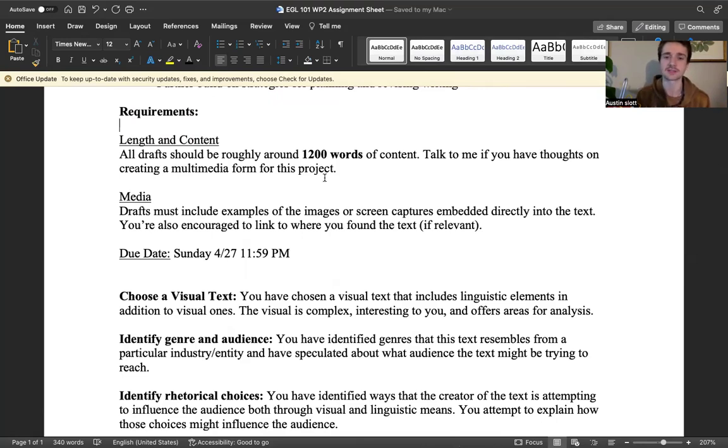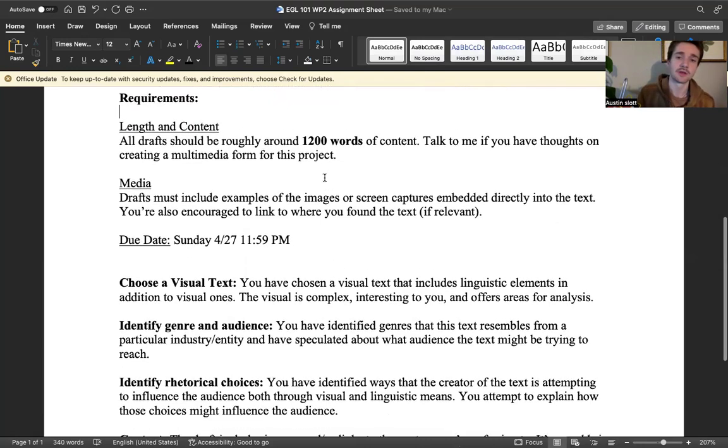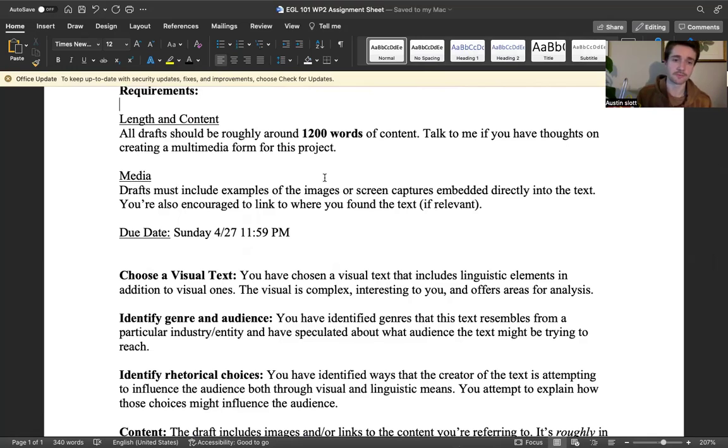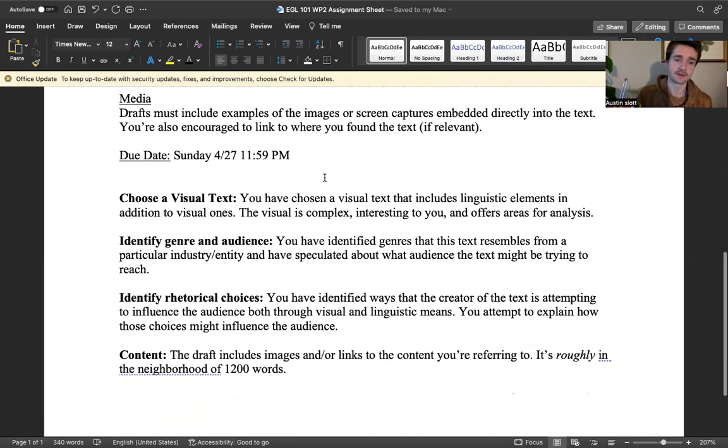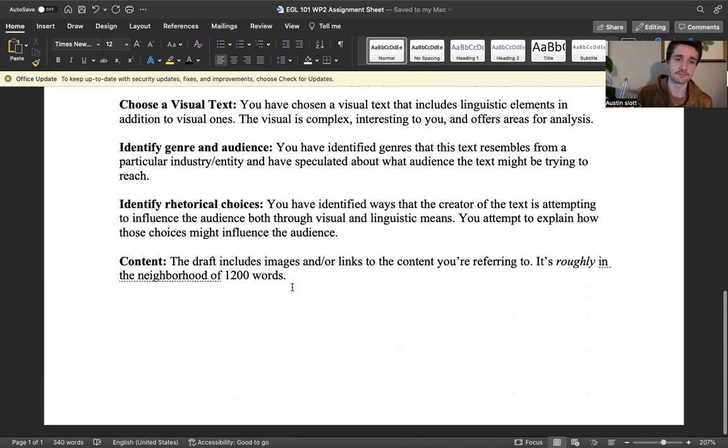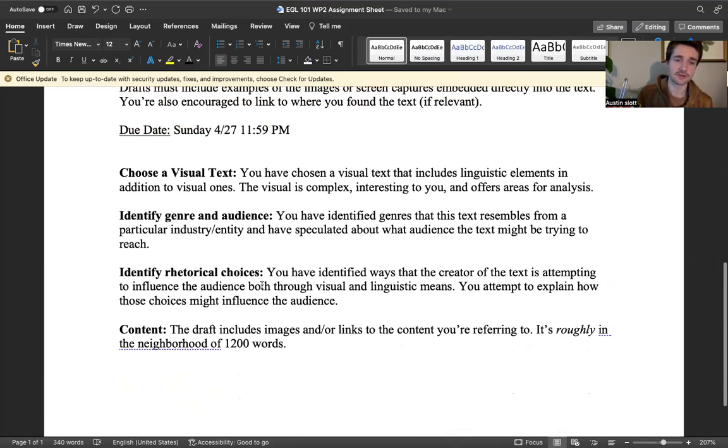We're still going to keep practicing these things. So it'll become more and more clear. There will be another example in this video, as well as we're likely going to take a look at a sample paper too. But 1,200 words is what we're shooting for. And these are things to keep in mind: choosing a visual text, identifying a genre and audience, identifying rhetorical choices.